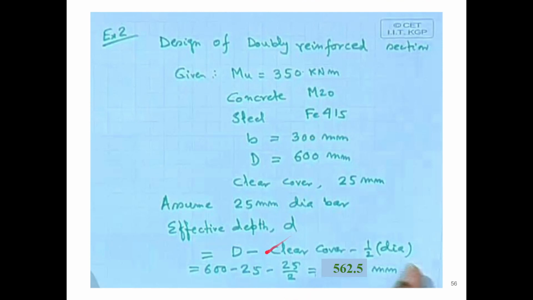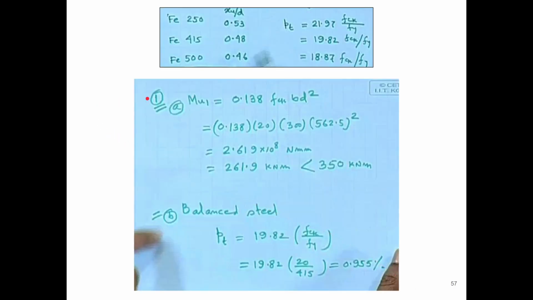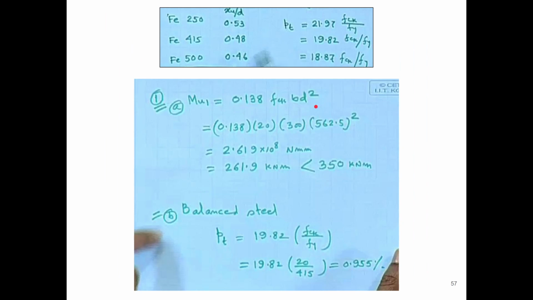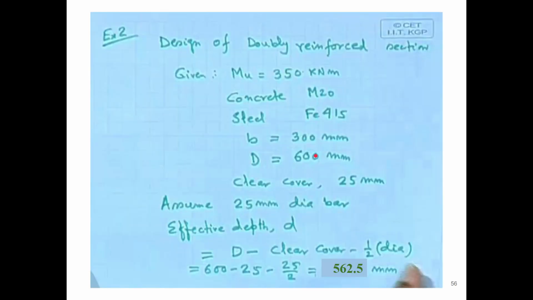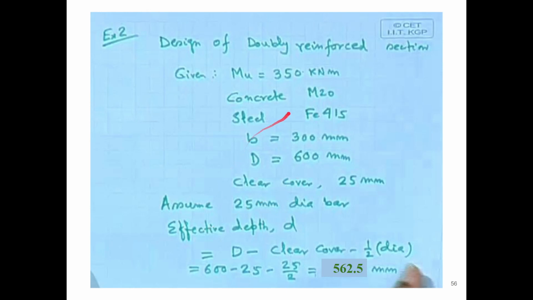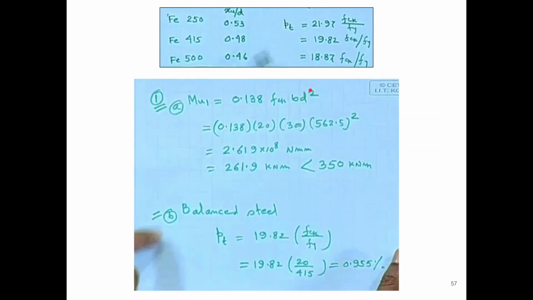First, we will find the effective depth d, which is equal to capital D minus clear cover minus half diameter. So it is 600 minus 25 minus 25 by 2, which is 562.5 millimeter. Then we will find the limiting moment carrying capacity, which for Fe415 is 0.138 fck b d squared. Substituting fck as 20, b as 300, and d as 562.5, we get Mu1 as 261.9 kilonewton meter, which is much less than the desired moment carrying capacity. That means we have to go for doubly reinforcement.